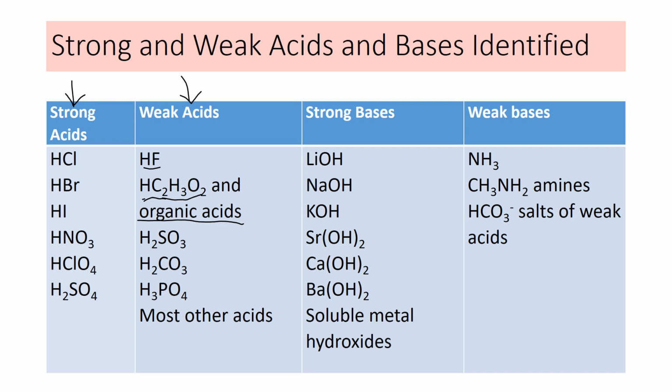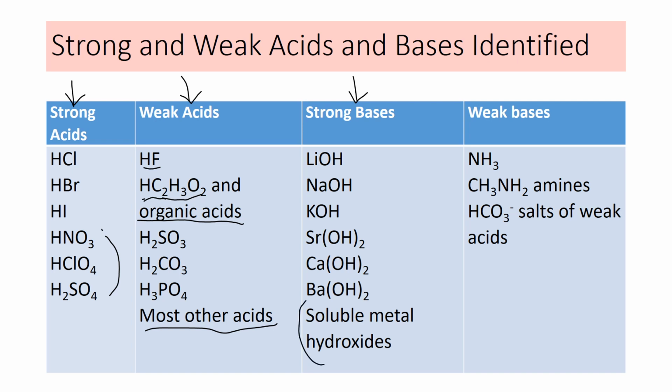And then there's a whole category, I say most other acids, but all the other polyatomic ions, besides nitrate, perchlorate, and sulfate, the rest of those polyatomic ions, when they are bonded with hydrogen, make weak acids. So we've got sulfurous acid, carbonic acid, phosphoric acid, and most other acids are weak. So I recommend put the strong ones on your card or memorize them, and all the rest are weak. When it comes to strong bases, there's a bit of a rule.